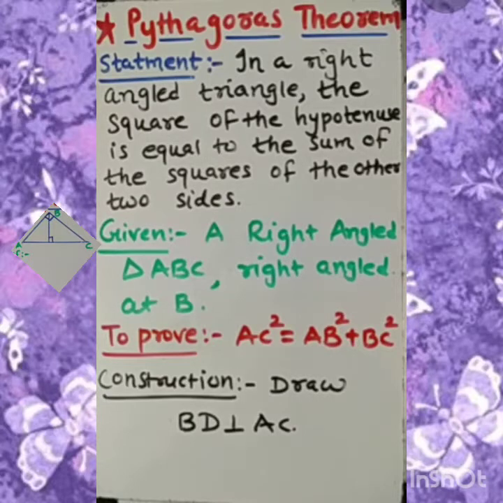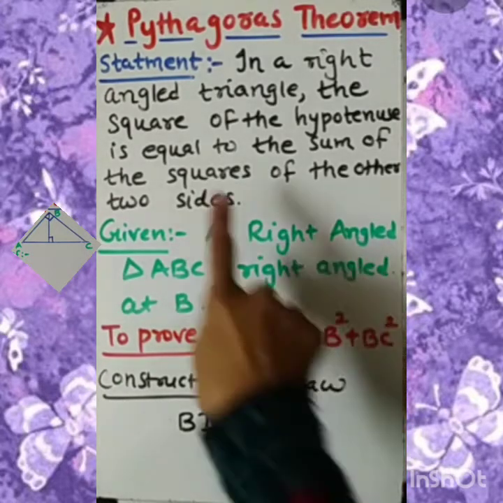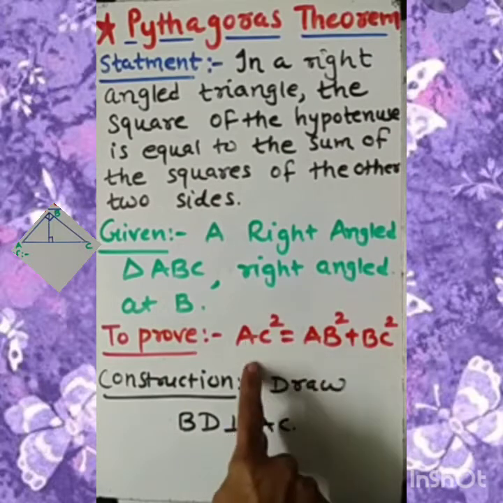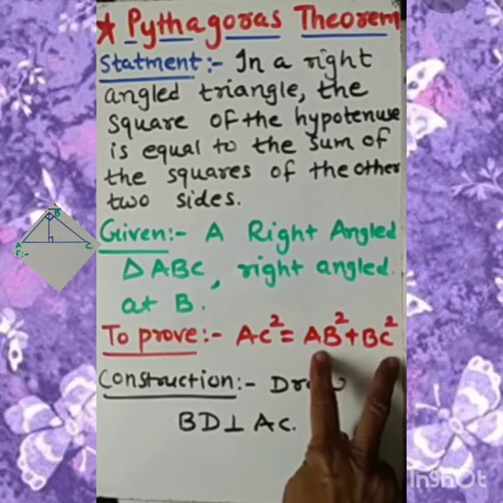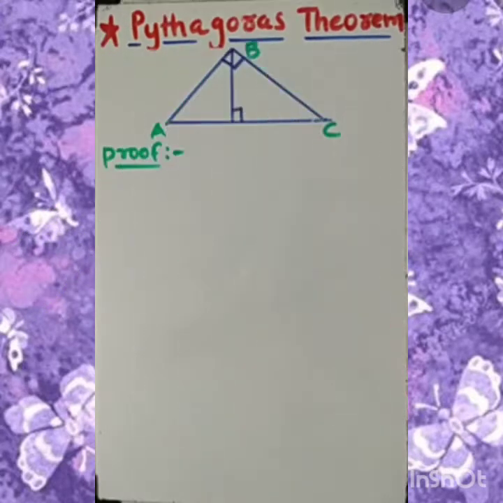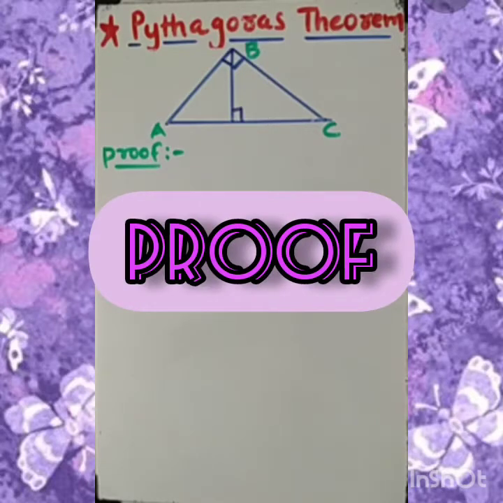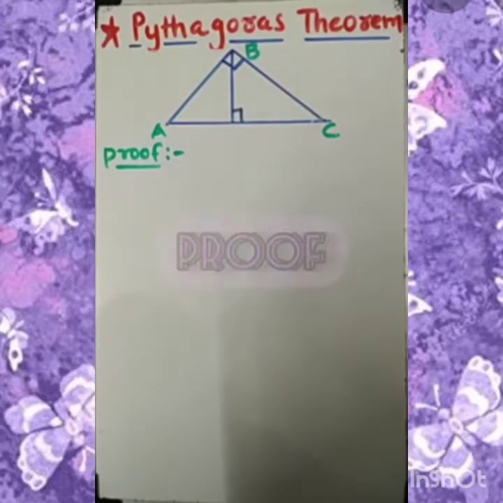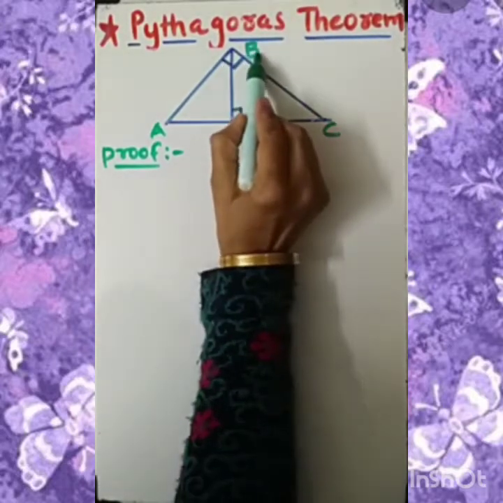Please learn by heart the statement of this Pythagoras theorem. We are given a right angled triangle. We need to prove the square of the hypotenuse is equal to the sum of the squares of the other two sides. Very simple and very easy. Now you can see in the figure, ABC is a right angled triangle and it is right angled at B. Clear to you?